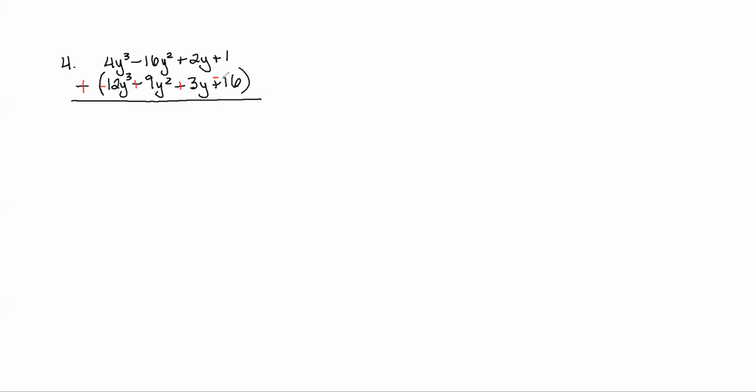So 1 plus negative 16 is negative 15. 2y plus 3y is 5y, and it's positive, so plus. Negative 16 plus 9 is negative 7y squared. And 4y cubed minus 12y cubed is negative 8y cubed.